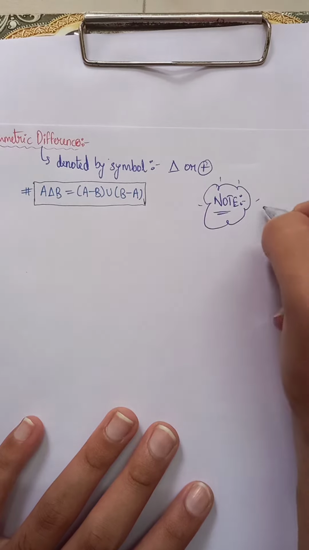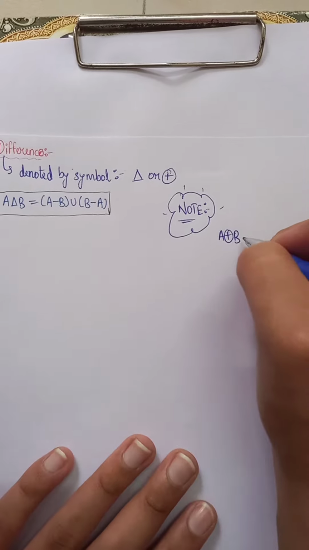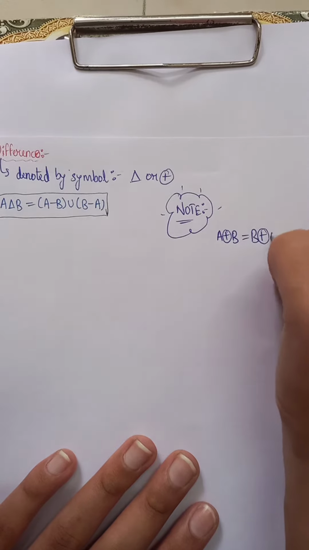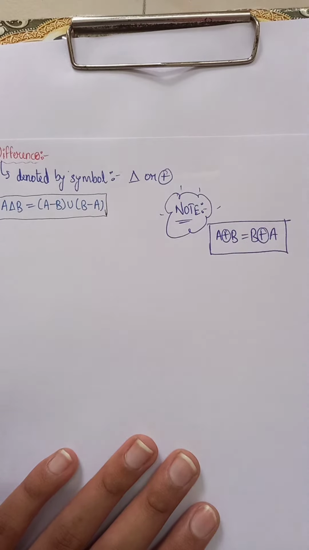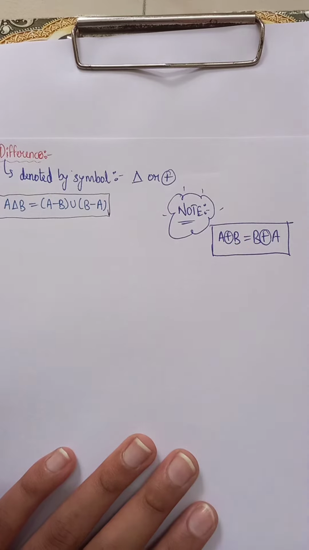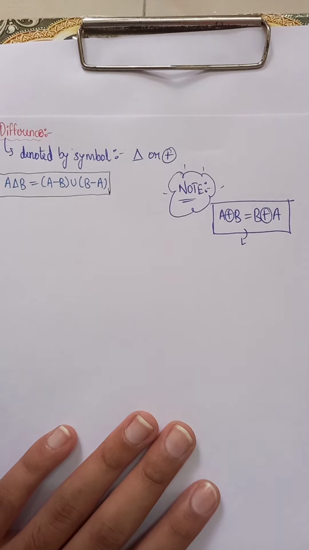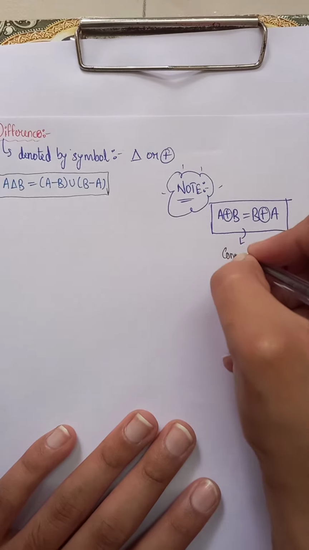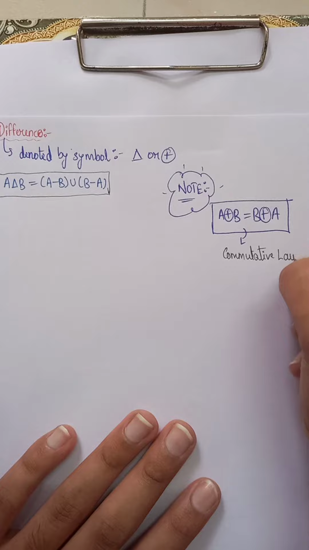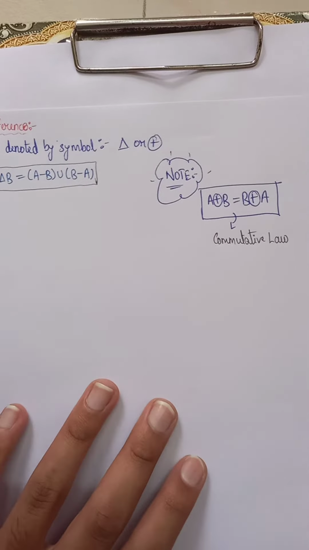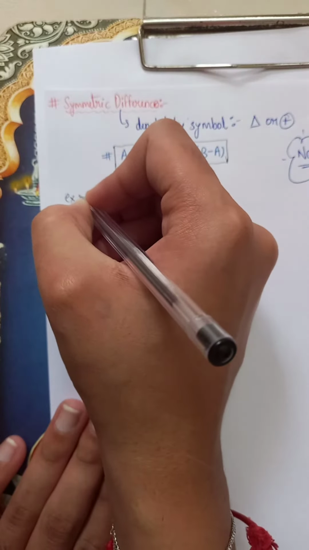Now a small note: the symmetric difference of A and B is equal to that of B and A. So it's like a commutative law, like A plus B is equal to B plus A. This is called the commutative law. So now let's move into an example.